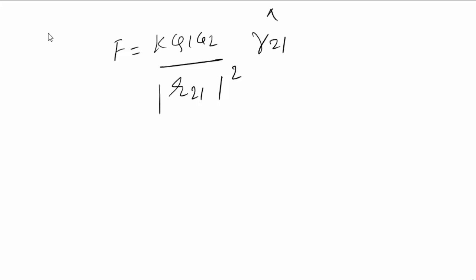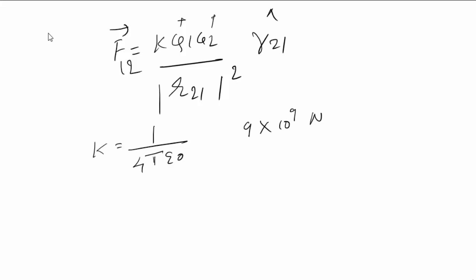Now, considering the constant, we define Coulomb's law for this case as F is equal to k q1 q2 divided by the magnitude of r21 whole square, times the r21 unit vector, and this is a vector for the force on 1 due to 2, where we are considering that both are positive. The value of k is given by 1 upon 4 pi epsilon naught, and this value is found by experimentation to be close to 9 into 10 raised to 9 Newton meter square divided by Coulomb square.